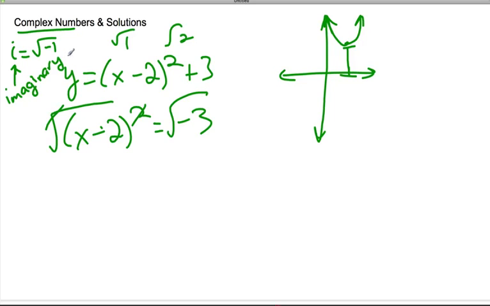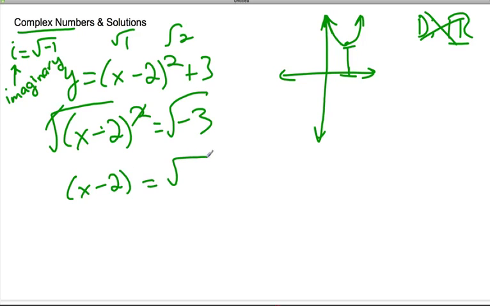So that's why, when you're specifying your domain, you've got to be careful to use the term reals, not all, because not all numbers work, only real numbers work. But at any rate, we're going to actually use the imaginary unit i. So then it becomes a matter of i times the square root of 3 is our answer.